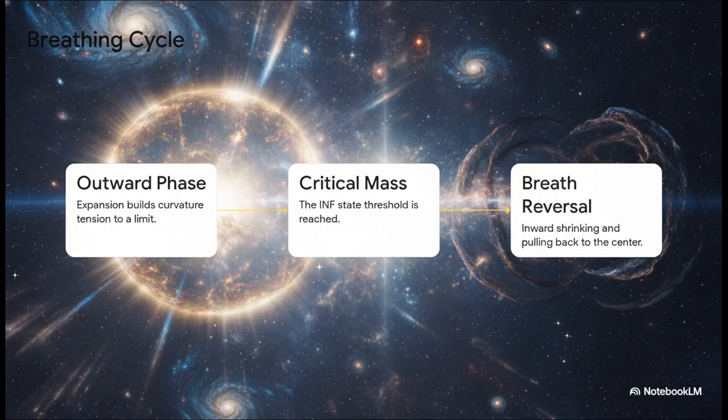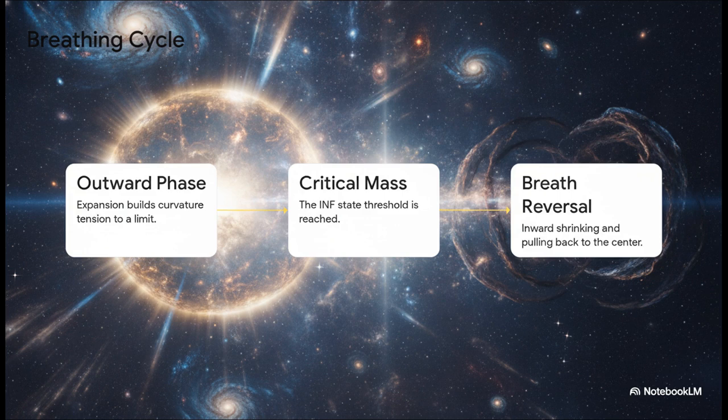You see, that 74-26 imbalance isn't static. It's actually a biological breathing cycle. The entire universe operates like a gigantic piston, constantly exchanging magnitude and curvature back and forth across that central twist in the infinity sign. As our side expands and its outward dominance builds curvature tension until it hits an absolute hard limit, known as the critical mass threshold, or the INF state.